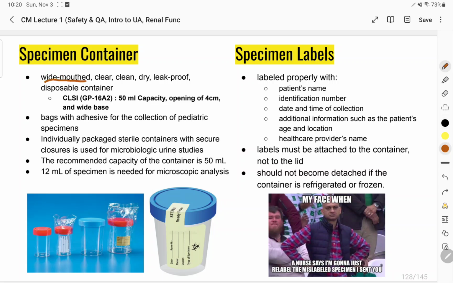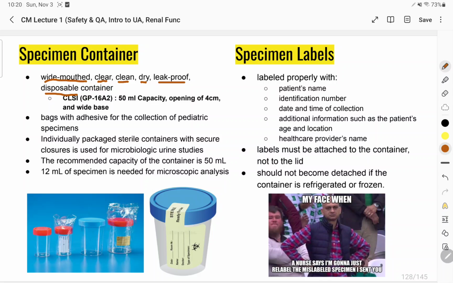It should be wide mouth. Okay, dapat dako siya o kanang entrance, ang mouth. Dako siya og bangag. And then dapat clear siya, limpyo, dry, leak proof, no? Dapat di siya mag-leak, and disposable siya.